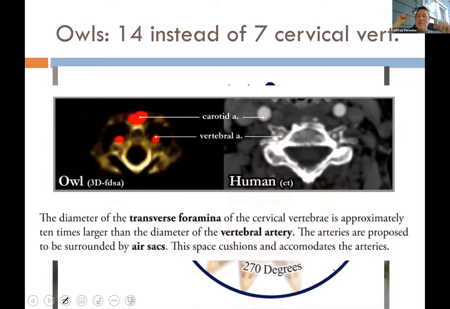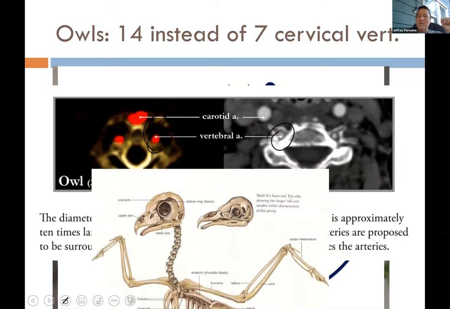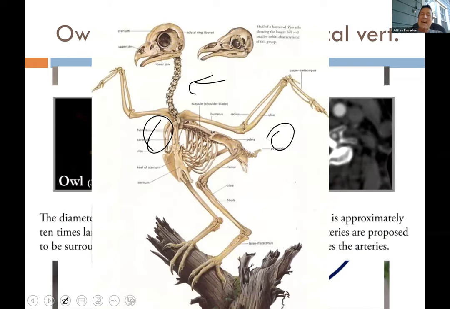And then within there, remember the cervical vertebrae, those transverse foramen. In an owl, it's much bigger because by twisting their neck around, you think they would twist that artery. But apparently they have air sacs in there and just lots of room in those transverse foramen. And so if you look at the neck of an owl, it has the ability to turn all the way around with all those vertebrae.